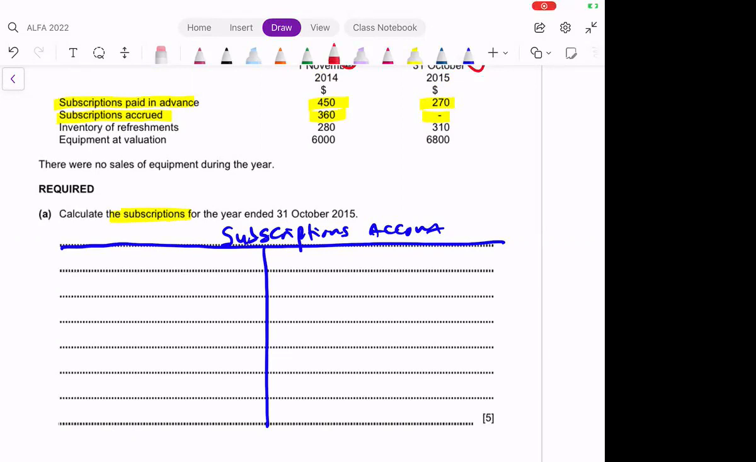Subscription in advance. Subscription in advance means I receive in advance. If I receive in advance, it's my liability. Liability balance BD will be on the credit side. Later you write the date yourself. Now I ignore the date. And then if one balance BD is on the credit side, another balance BD will be on the debit side.